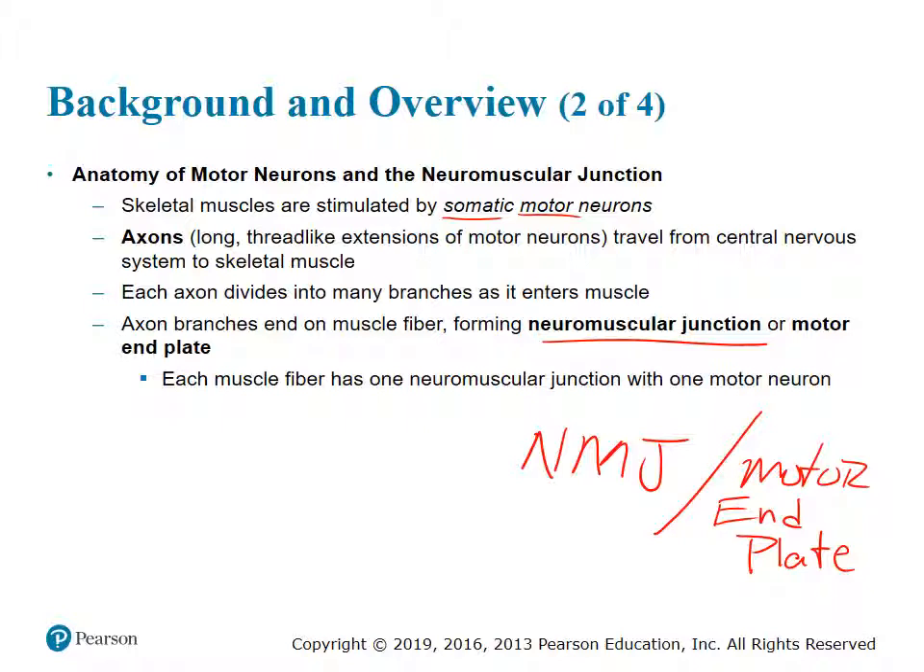Each muscle fiber, each muscle cell in every single skeletal muscle has one neuromuscular junction and one motor neuron feeding it. Which goes to show you that there are a lot of motor neurons, right? A lot of motor nerve cells.